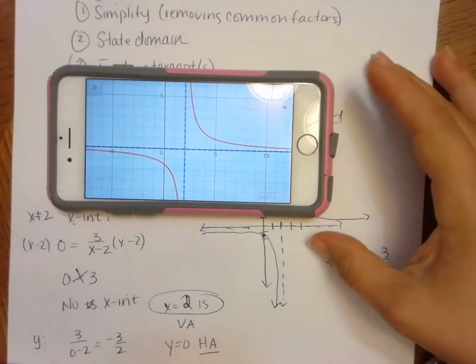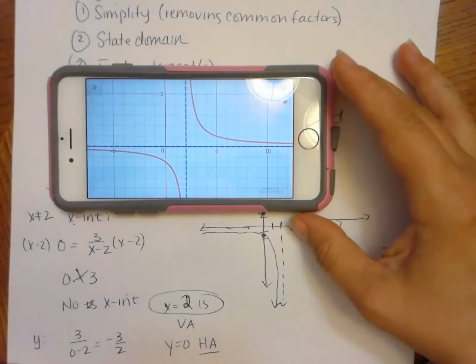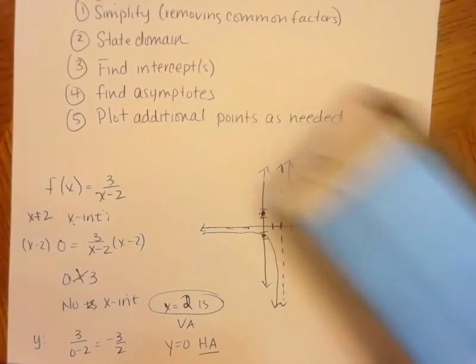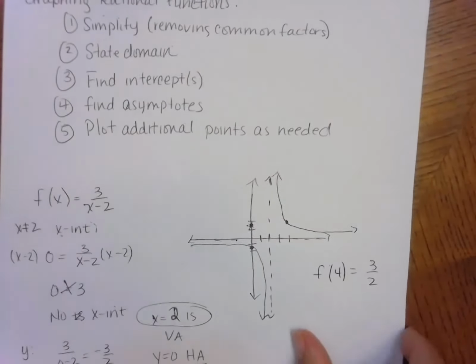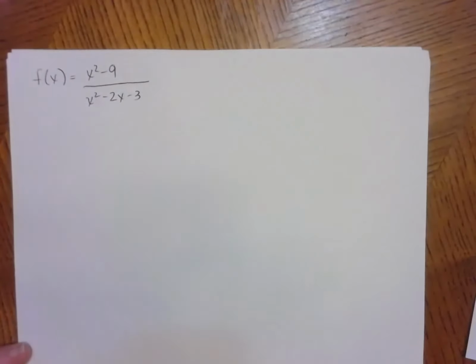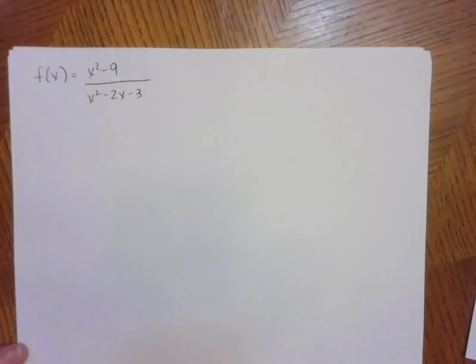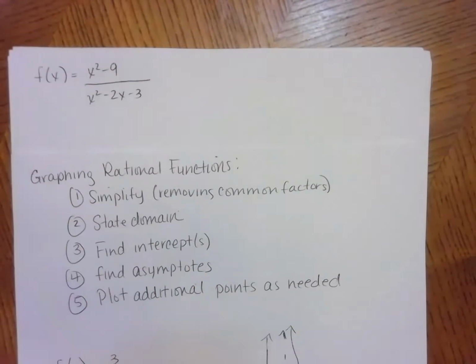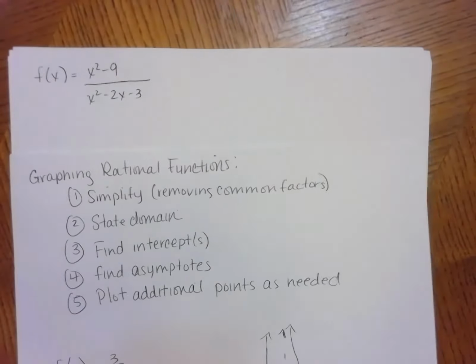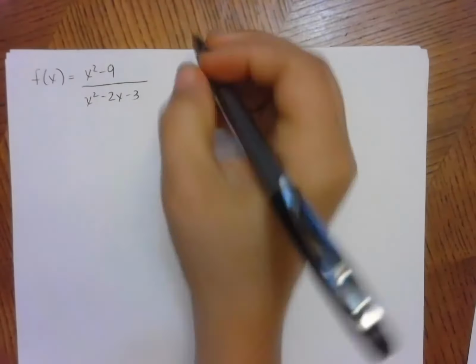All right, so our graph was pretty close. All right, so let's do one that's a little bit more challenging than that. So let's look at this one here. Okay, so the first thing that we want to do, from our list of things we need to do, is simplify. And so let's factor the numerator and the denominator to look for any common factors.